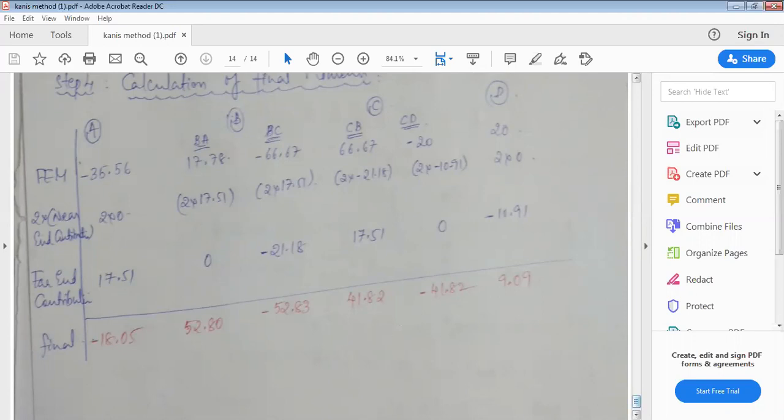Once we are done with final end moments, we will go for shear force and bending moment diagram. First we need to draw the bending moment diagram, then we will go for the shear force diagram. Try to practice the shear force and bending moment diagrams for this continuous beam.